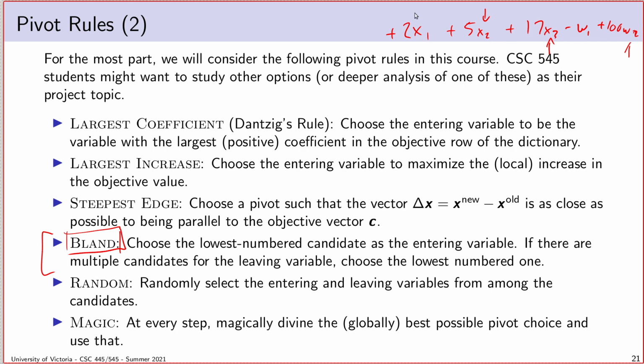Don't even look at the coefficients. Don't look at anything else. Just choose the one with the lowest index. That's it. It doesn't matter what any of these are doing. Always choose among the candidates that are available the variable with the lowest index.